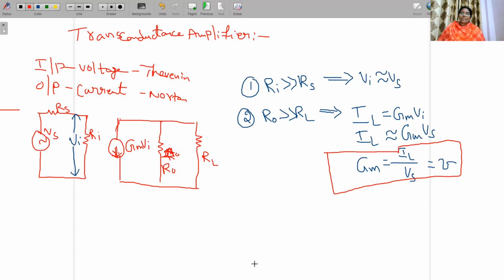Now tell me what are the ideal values? Ideal values are Ri is approximately equal to infinity, and R naught is approximately equal to infinity. This is nothing but the transconductance amplifier. Any doubts in the transconductance amplifier? Then we'll go for the transresistance amplifier.